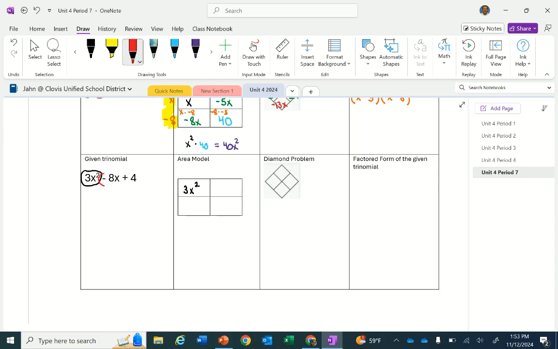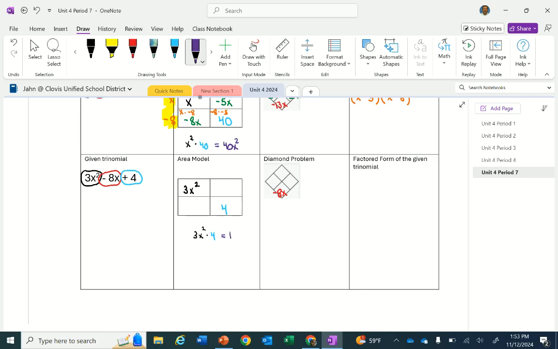Take the term that has the x in it, which is minus 8x in this trinomial. Put that at the bottom of your diamond. Take the term that does not have a variable next to it, which is a positive 4. Put that term in the bottom right of your area model. Then you're going to multiply the two terms in your area model together. So in other words, you're going to multiply 3x squared with 4. And that result is equal to 12x squared.